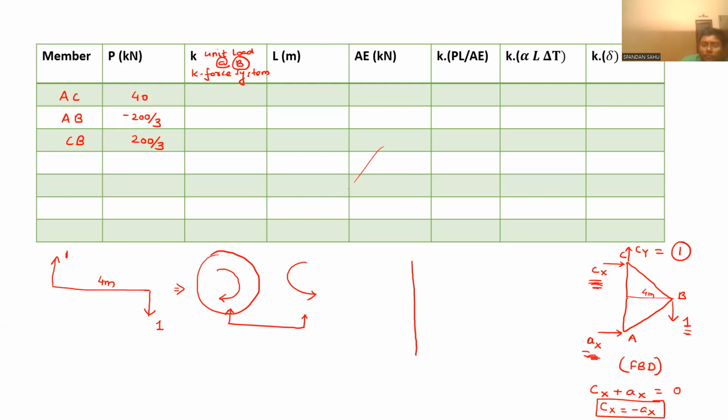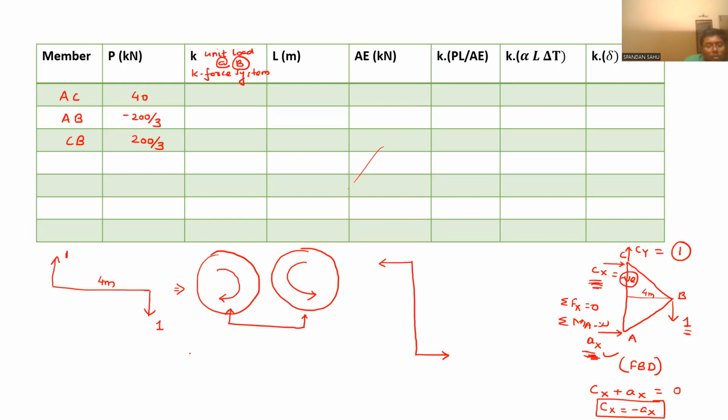Now we have to make this an anti-clockwise couple. So an anti-clockwise couple can be made when you show Cx in this manner and Ax in this manner. Means our assumption of Ax in this direction is correct and our assumption of Cx in this direction is wrong. So if we do summation of Fx equal to 0 and summation of moment about A equal to 0, we'll get Cx value to be negative, as we have assumed this direction to be positive.